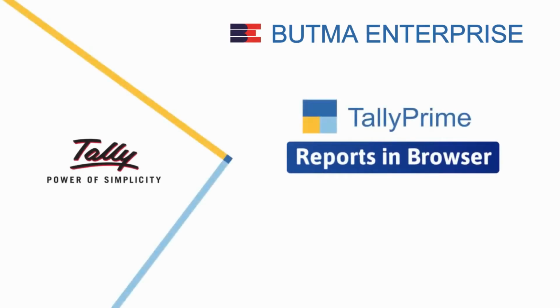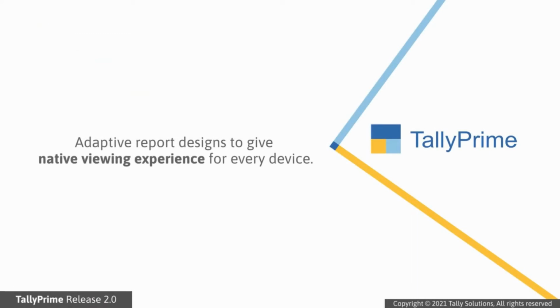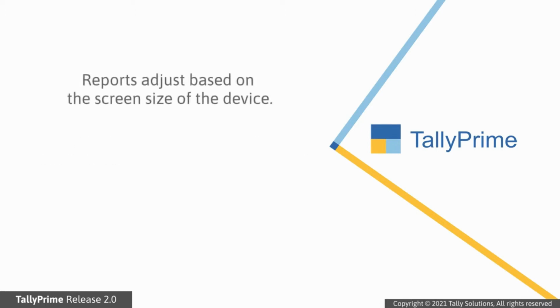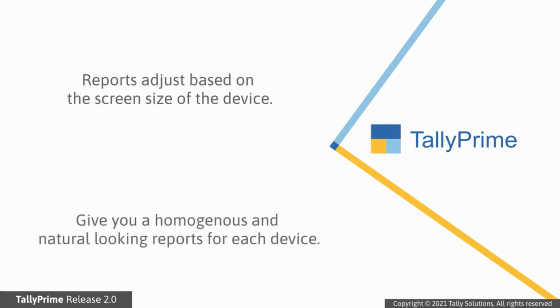In this video, we will learn about the responsive design of browser reports in TallyPrime Release 2.0. The new design of browser reports will give you native viewing experience in tablet and mobile phone screens. The reports will change and adjust based on the screen size of the device used to view the reports. This will give you a homogeneous and natural experience of report viewing in each device type.